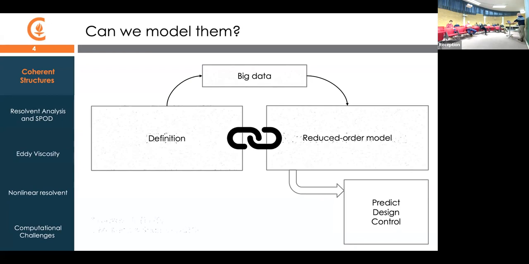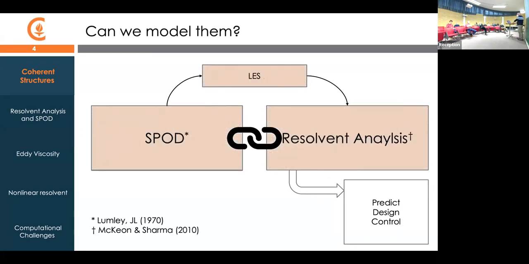These things are linked, and one nice pair of techniques in the frequency domain that are closely linked are spectral proper orthogonal decomposition for identifying and defining structures, and then resolvent analysis for aiming to predict them. In terms of big data, what I'll exploit for this talk is mainly data from high fidelity simulations. That could equally well be data from experiments or other sources.